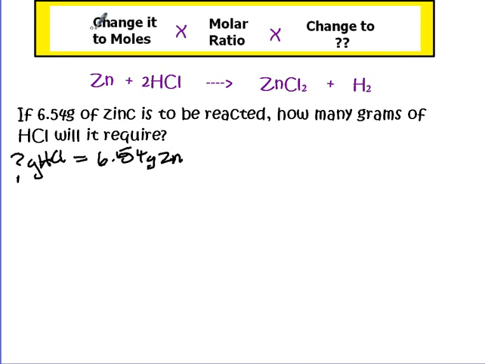So the first step up here is to change it to moles. I'm going to take the zinc and change it from 6.54 grams of zinc to how many moles of zinc. Looking up the molar mass from the periodic table, I pulled a good one here because it's 65.4 grams, the molar mass from the periodic table, and that's equal to 1 mole of zinc. So crunching this in my calculator, I made it easy on myself. It's just 0.10 moles of zinc.